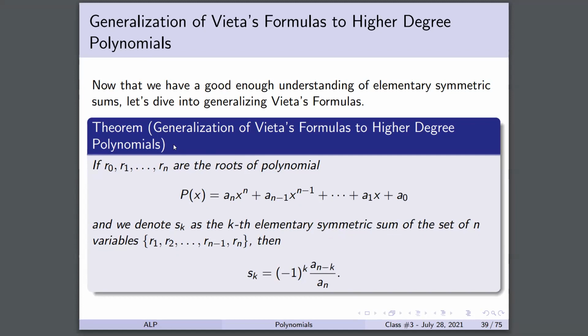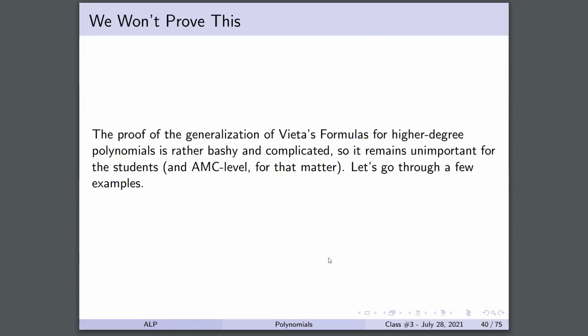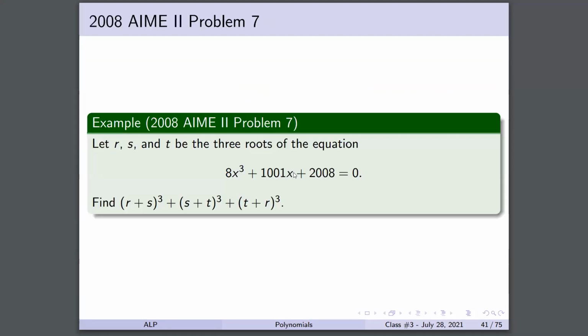So if we have n roots, and the polynomial p of x equals a sub n x to the power of n plus a sub n minus 1 x to the power of n minus 1 and so on, then we can denote s sub k as the kth elementary symmetric sum of the set of n variables. Then s sub k equals negative 1 to the power of k times a sub n minus k over a sub n. We won't prove this today because for higher degrees it's very messy and complicated, and it remains unimportant for students at AMC levels. But let's go through a few examples.